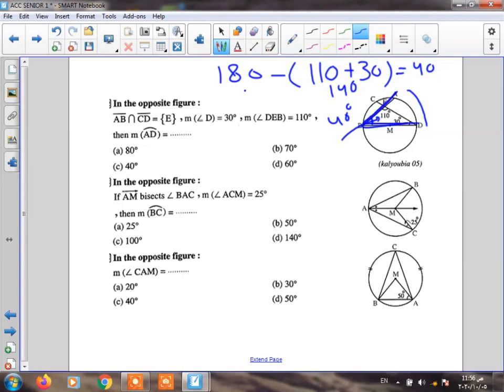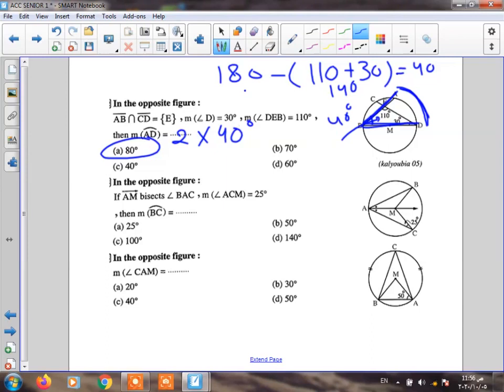And the inscribed angle is half the measure of the subtended arc. That means the measure of the subtended arc equals double the inscribed angle. So I will double the 40 degrees. So 2 times 40 degrees equals 80 degrees.